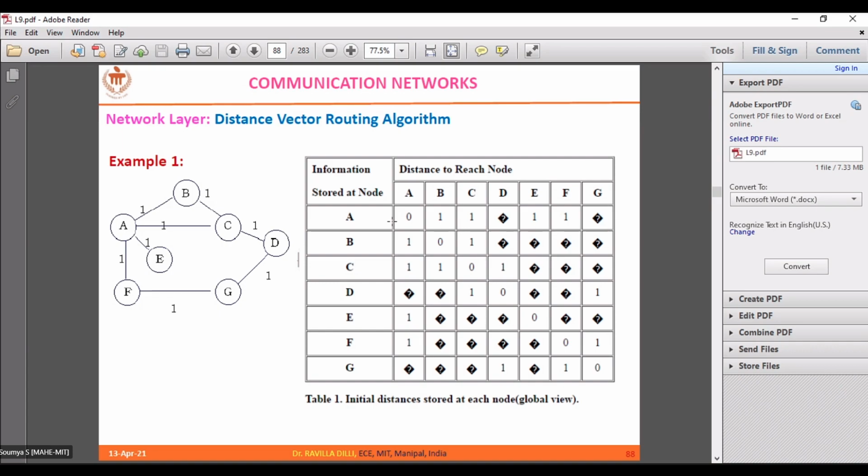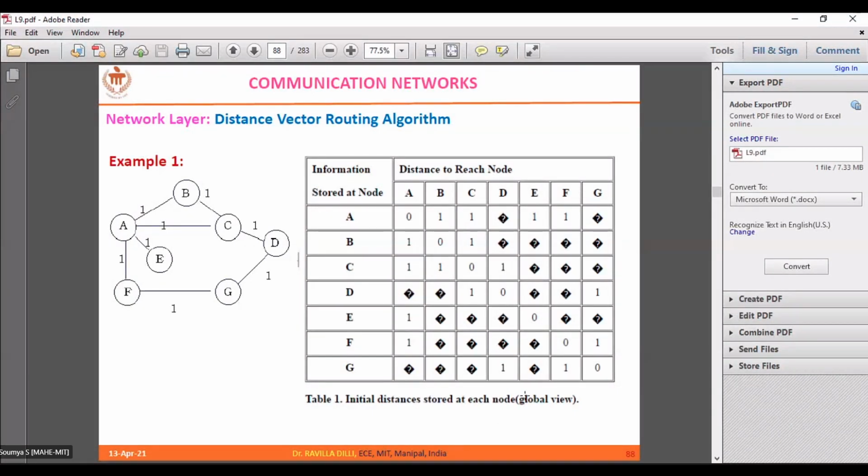A to A, it is 0. A to B, there is a direct link, so it's 1. A to C, there is a direct link and its value is 1. A is not connected to D directly, so it keeps it as infinity. In fact, rather than infinity, it does not know what it is. Correct? So that is how this table is constructed. This is the initial distances that are stored at each node.